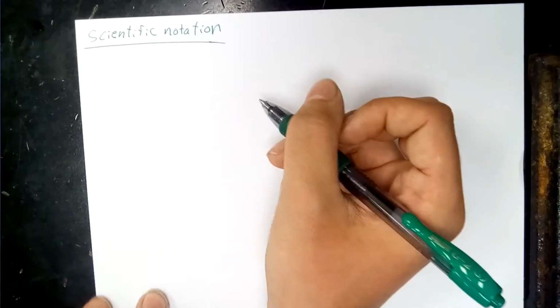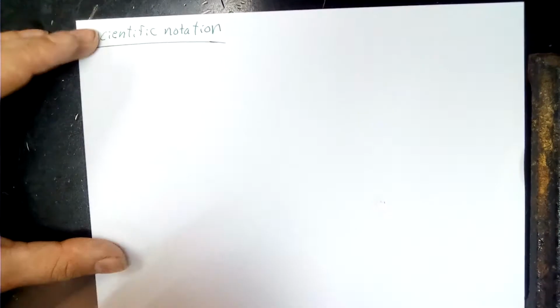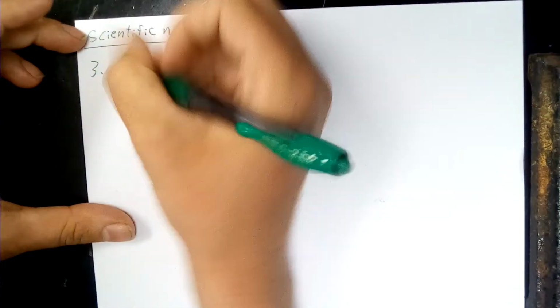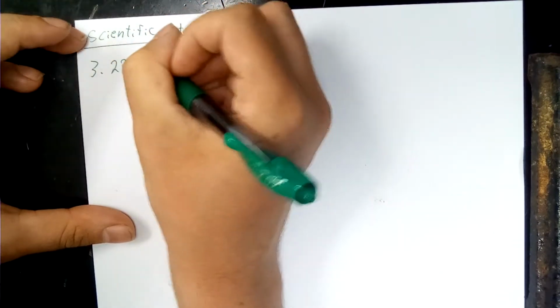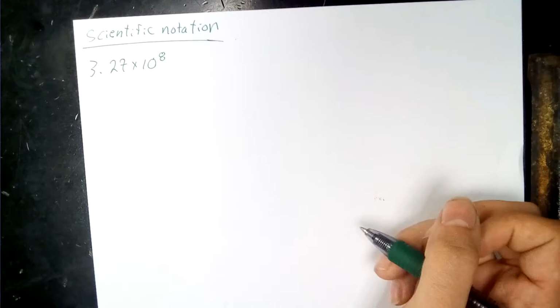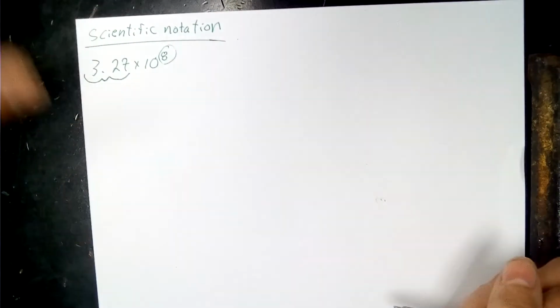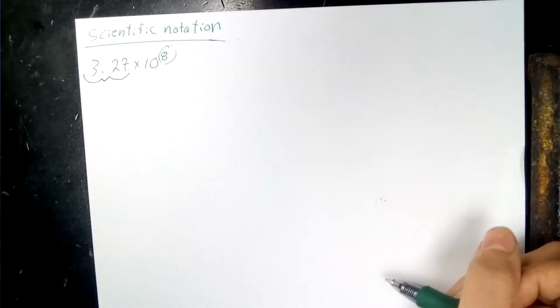So scientific notation has two main parts to it. You have the front number, and then you have the exponent. Those are the two main parts that we're concerned about. So for example, the number 3.27 times 10 to the, we'll go with 8th power. So we have our front number here, and then we have our exponent, something raised to the 10th power.